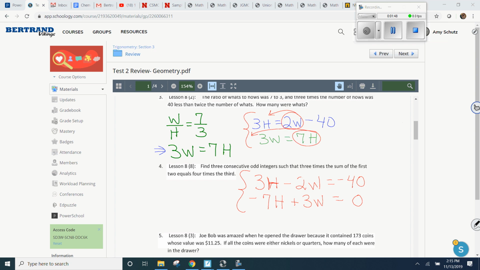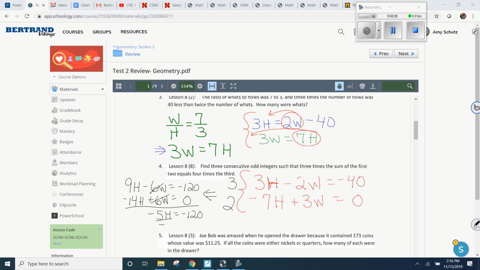So to eliminate, what do you want to do? I'd take the top one times 3 and the bottom one times 2. I'm going to come this way with it. So that gives you 9H minus 6W equals negative 120. The bottom equation is negative 14H plus 6W equals 0 times 2 is 0. Don't miss that one. People usually try to put a number there. Now the W's cancel, and you get negative 5H equals negative 120.